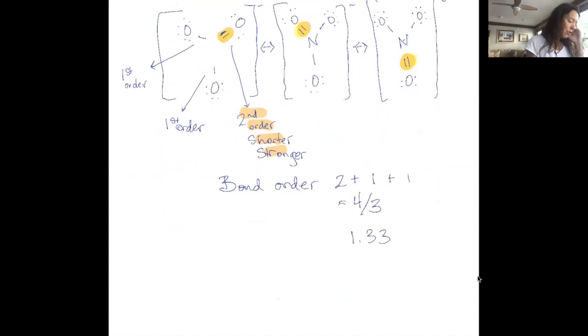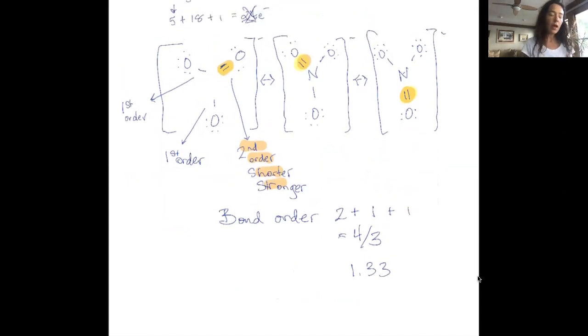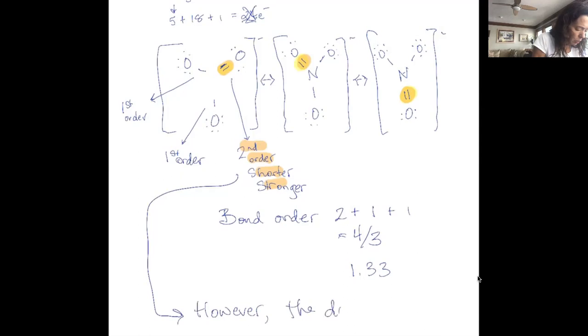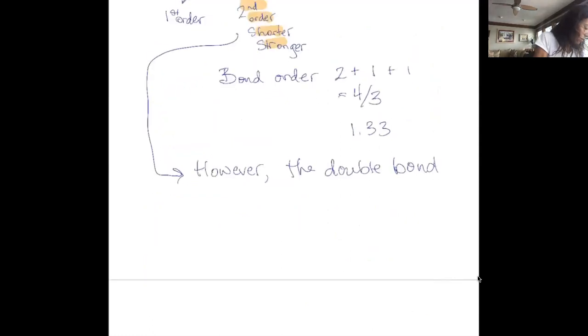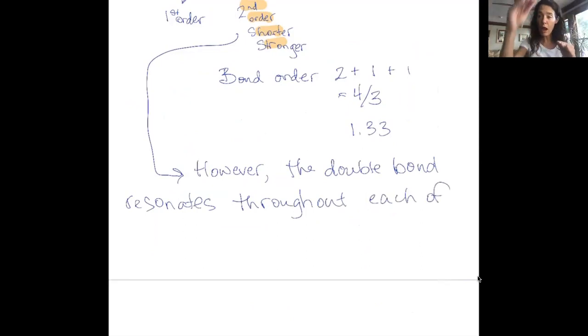Now, what that tells us as well is that each of these bonds, all right, I'm going to cross this out. Well, let me undo that. I need to clarify this. However, the double bond resonates throughout, right? The double bond resonates. That means it moves around throughout each of the bonding sites. So resonates means to move around, okay, throughout each of the bonding sites.